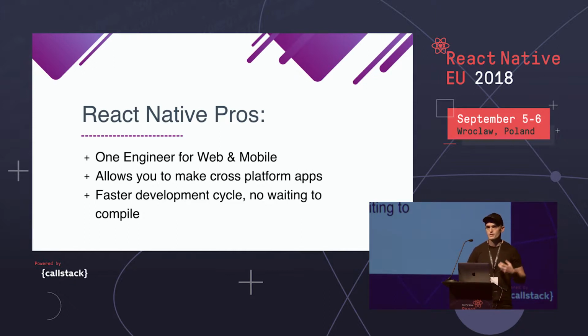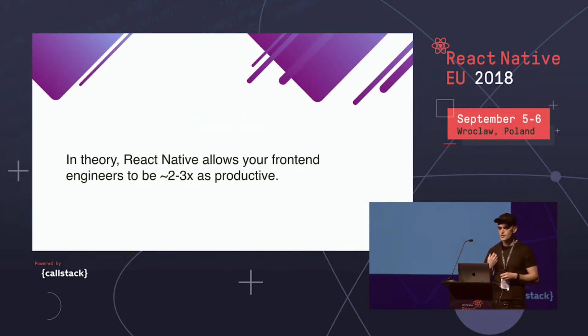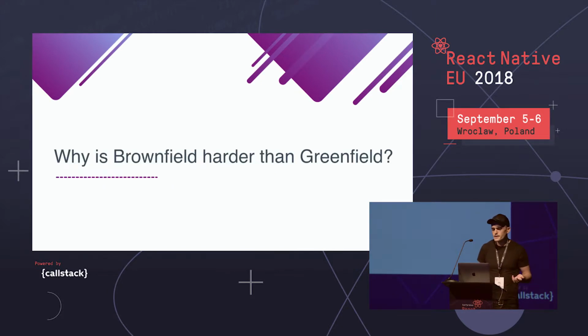Unlike Android and iOS, you don't have to wait to compile to see the changes that you've made to your source code show up in the device that you're targeting. So in theory, React Native allows your front-end engineers to be 2 to 3 times as productive as they normally would be. So why is a Brownfield integration harder than doing a Greenfield React Native application?